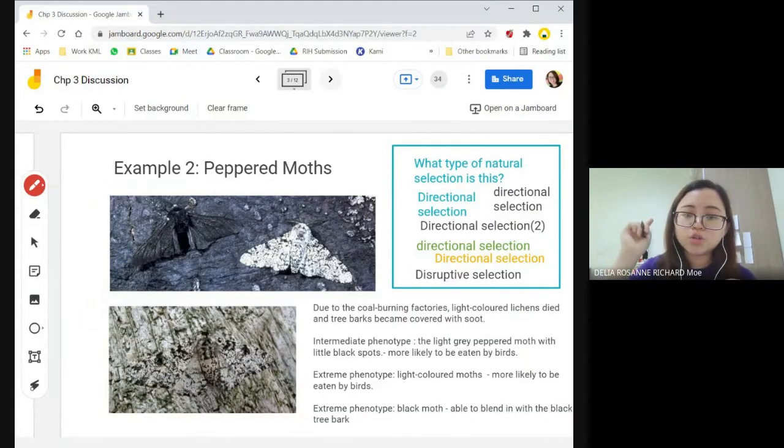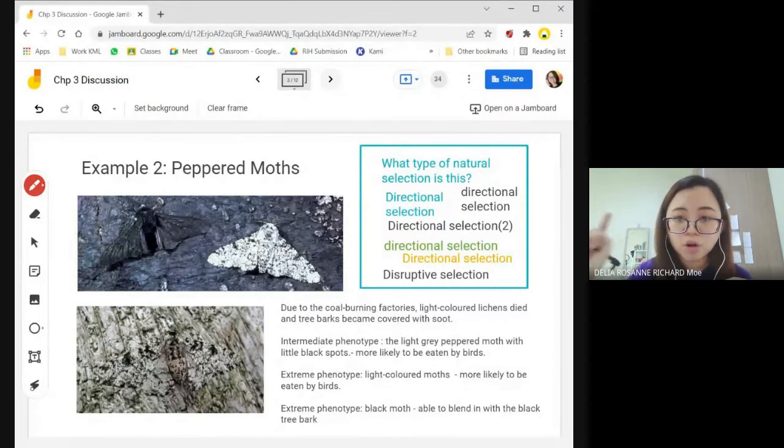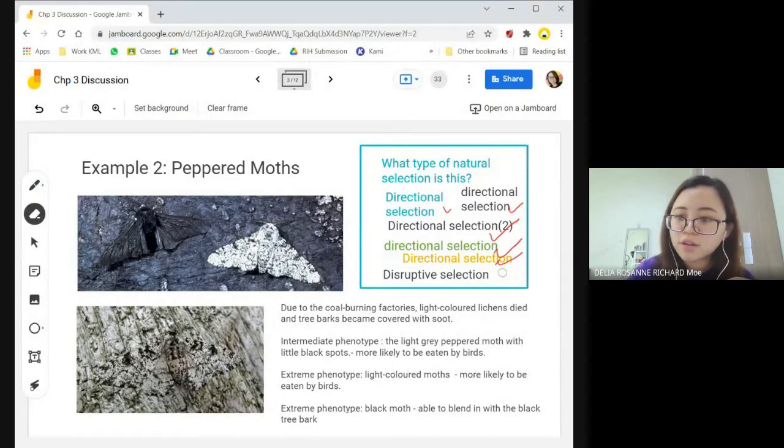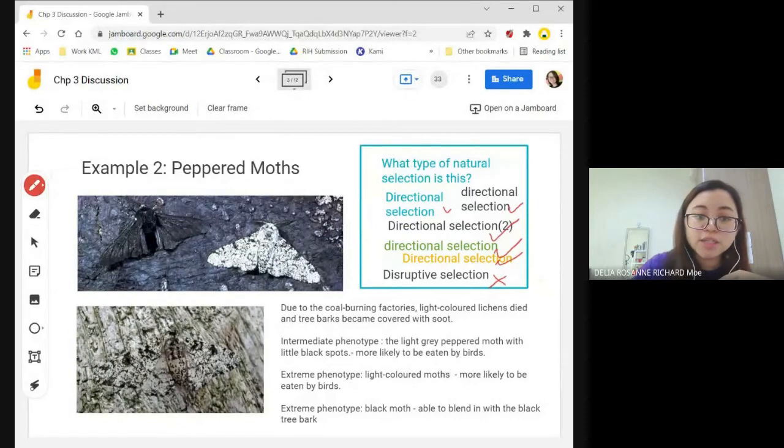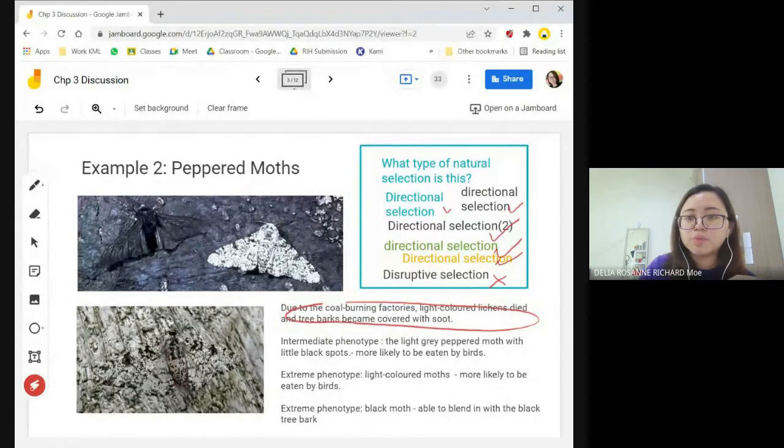All right, moving on to example number two. This is also in your lecture note, the example with peppered moths. So those of you who wrote directional selection, you are correct. Directional selection. Hey, disruptive. Siapa ada disruptive ni? Disruptive selection is incorrect. Because if you read the text, you would be able to see that this is talking about the example after industrial revolution due to coal burning factories.